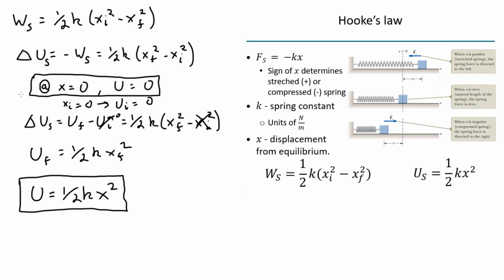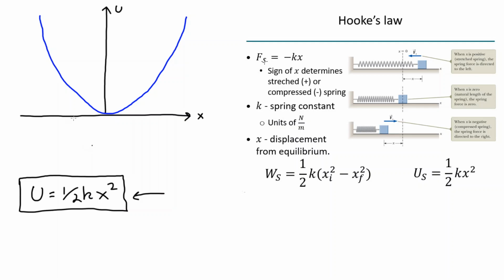Remember, for the gravitational potential energy, we said you can make the 0 point of gravitational potential energy whatever you want. You can make it the surface of the table, you can make it the floor, you can define that to be wherever you want it to be. Well, for a spring, if we're going to use this formula, we have to say then that the potential energy equals 0 at x equals 0. Otherwise, this formula doesn't work.